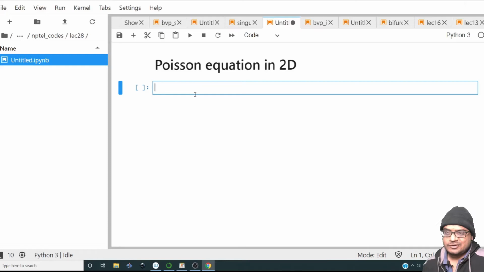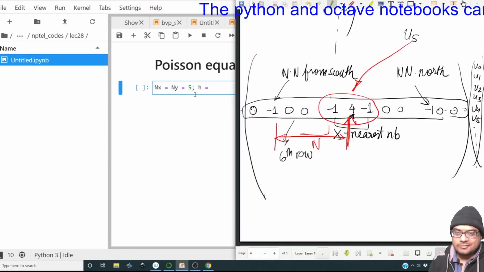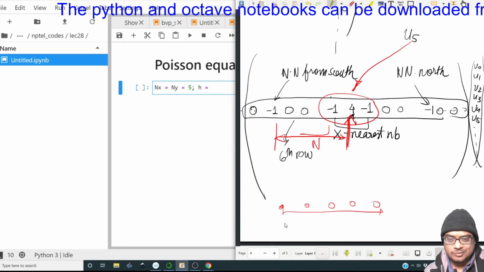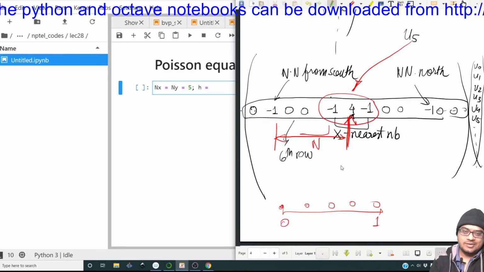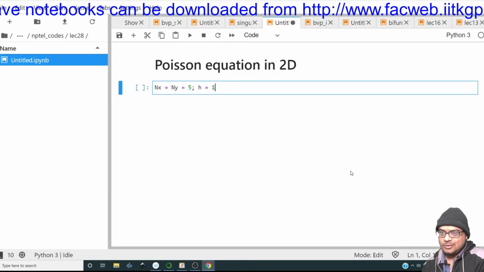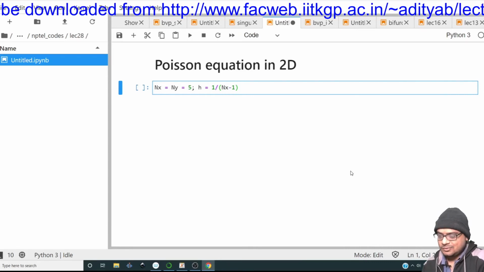So first things first, we're gonna define the number of grid points in the x and y direction. So let us say nx is equal to ny is equal to, say, 5, only 5 grid points, and the corresponding h. So h is gonna be what? Alright, so if you have 5 grid points from 0 to 1, then the grid size is gonna be 1 upon n minus 1. Alright, so let's do that. h is gonna be 1 upon nx minus 1. Alright, so far so good.